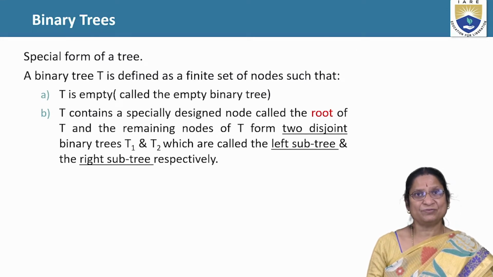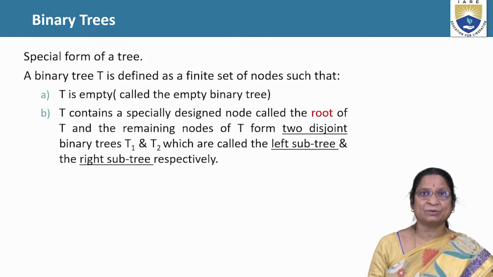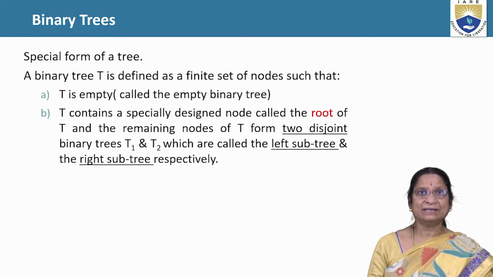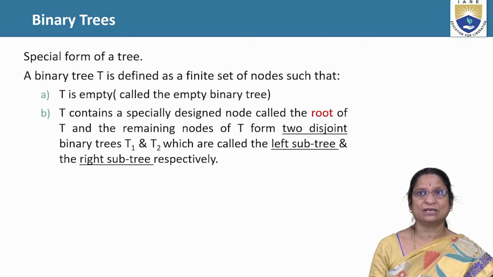So a special case of trees is going to be considered. Normal tree was discussed. There is no restriction on the number of children in a normal tree. A binary tree is defined as a tree which may be empty, or each node in that particular tree may have a maximum of 2 children.